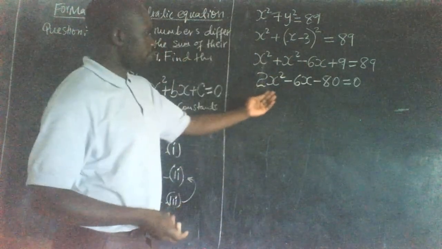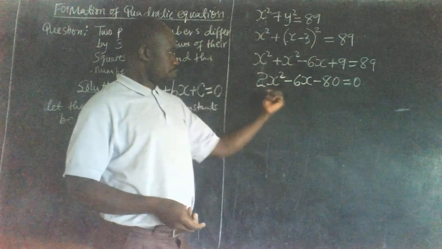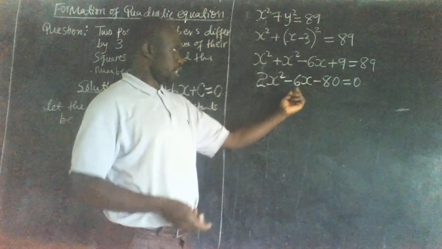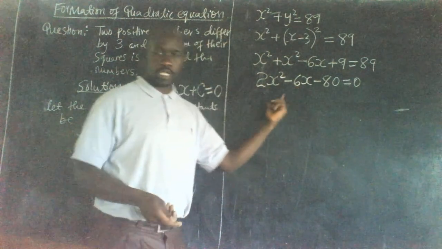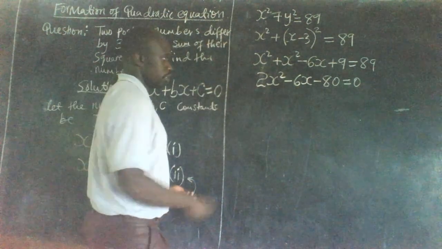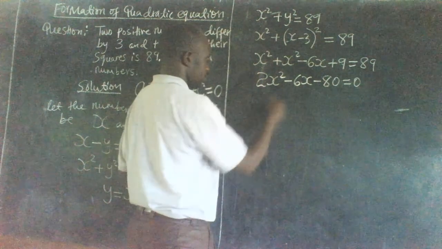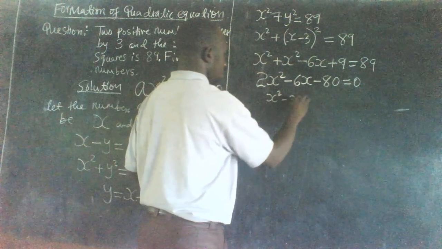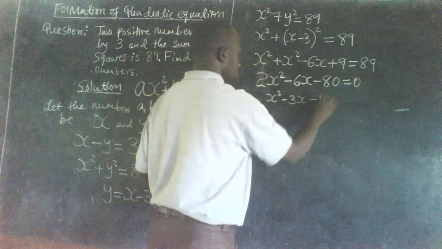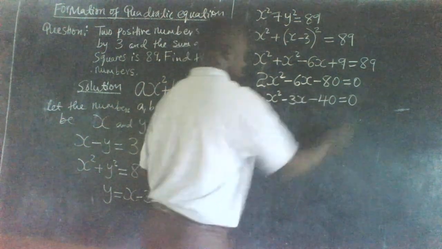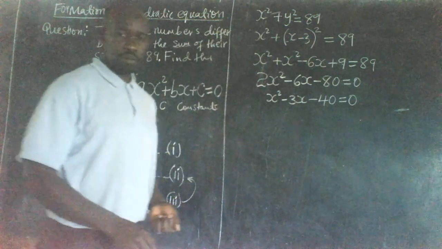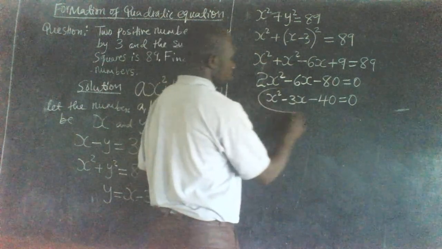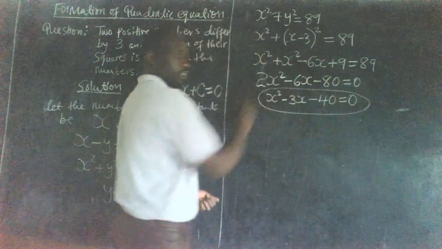So we can simplify by dividing by 2, because we can see the coefficients of x squared and x are all even. So we divide each term by 2, and that simplifies to x squared minus 3x minus 40 is equal to 0. Now we have formed a quadratic equation.